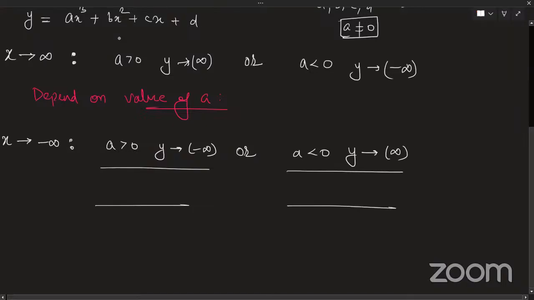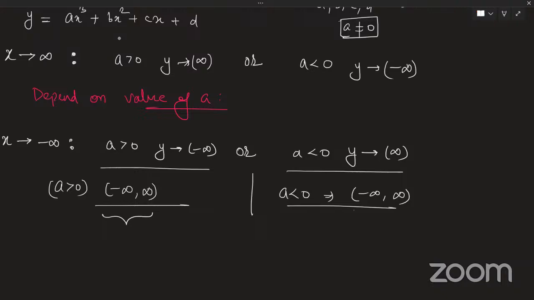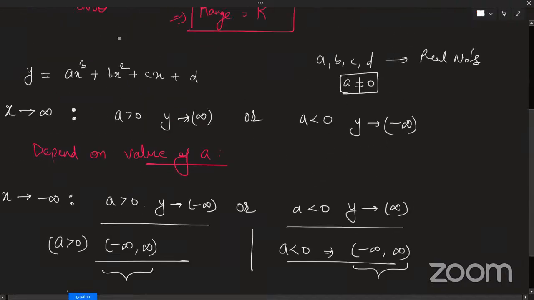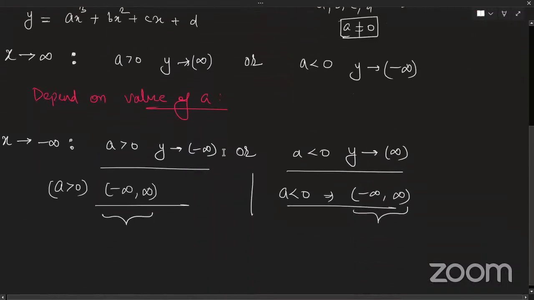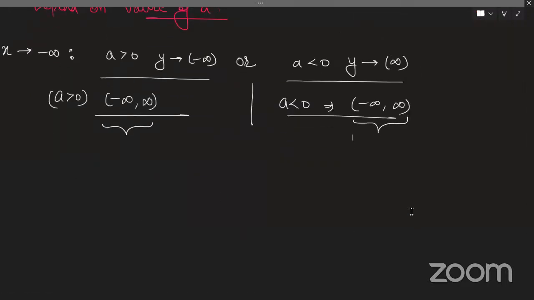So just see that when my a is greater than 0, my value of y is ranging from minus infinity to infinity. Similarly, when my a is lesser than 0, still y is ranging from minus infinity to infinity. So what does this mean? I am getting this range no matter if I take a positive or negative. So I can say no matter what the value of a, b, c, d is, the range of this function is definitely minus infinity to infinity. That is all real numbers.